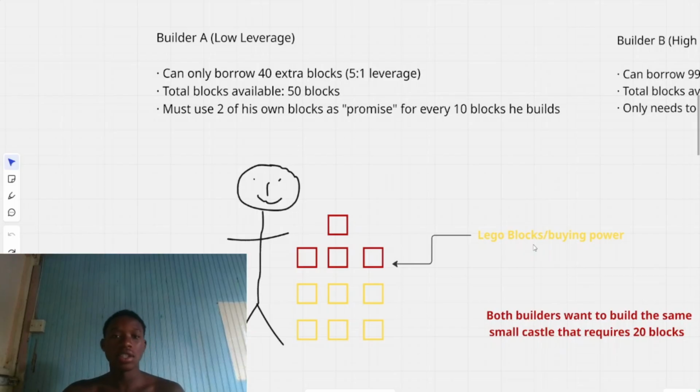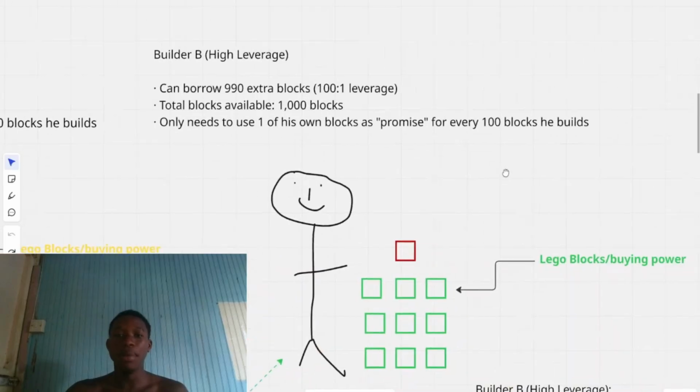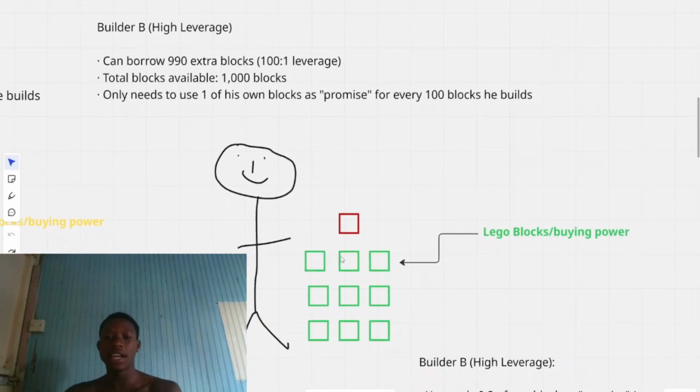The Lego blocks is kind of like your money in your account, but we're going to look at it from a Lego blocks perspective. You have 10 Lego blocks, right? To borrow, he needs 2 of his own Lego blocks to get 10 borrowed blocks because he has a 5-to-1 leverage. So we're just keeping that in mind. Builder B, on the other hand, has 10 Lego blocks and he only needs to use 1 Lego block as a promise for every 100 Lego blocks he borrows. Okay? So that's the Lego blocks, that's both of them.